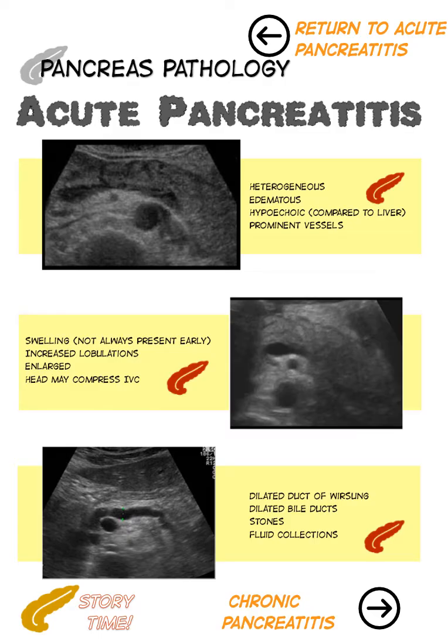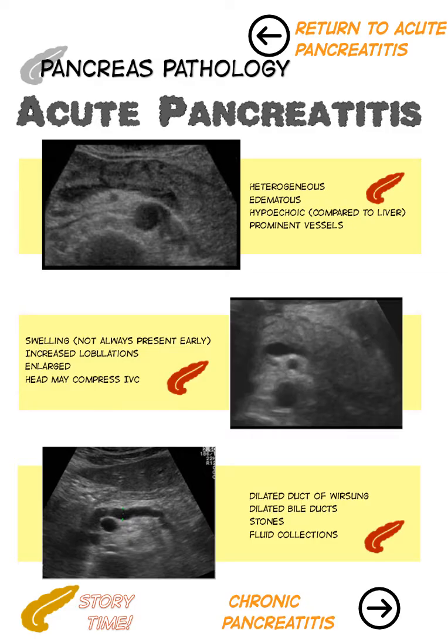This last picture of acute pancreatitis shows a dilated duct of Wirsung. Remember that the duct of Wirsung is the main pancreatic duct that connects with the bile duct before entering into the duodenum. In the setting of pancreatitis, we may also see dilated bile ducts, especially if there is a stone blocking the distal common bile duct. We may see stones within the duct, and we may see fluid collections around the pancreas.